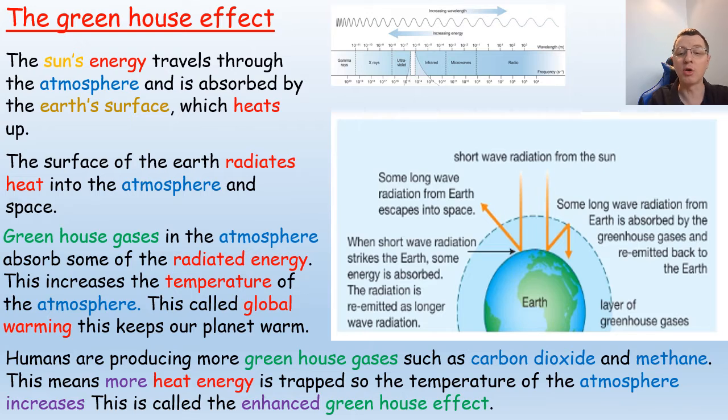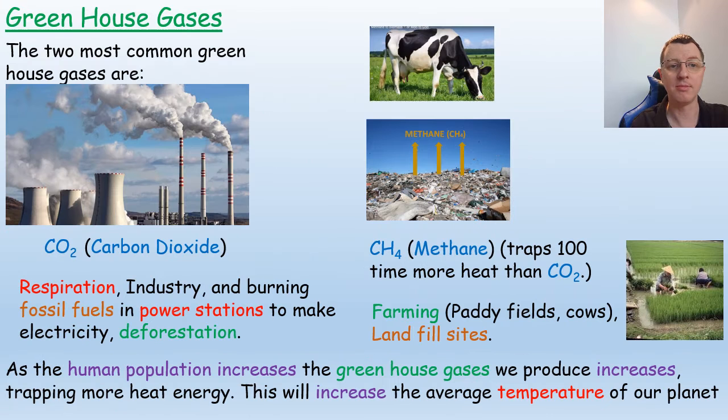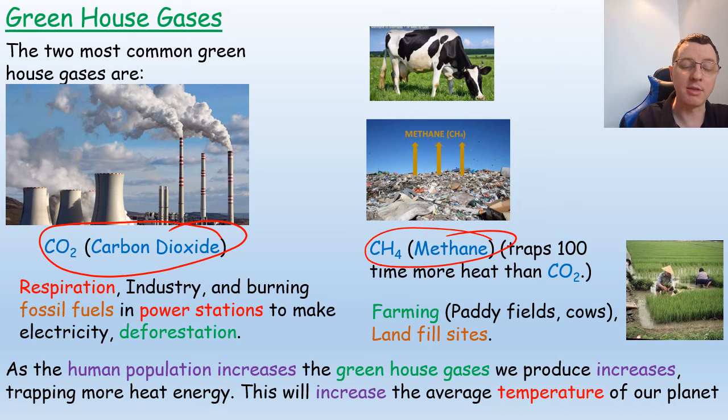Humans are producing more greenhouse gases such as carbon dioxide and methane, and this means more heat energy is trapped, so the temperature of the atmosphere increases. This is called the enhanced greenhouse effect. So let's think more about these greenhouse gases, and there are a large number of them, but the main two you'll be asked about in your exams are carbon dioxide and methane.